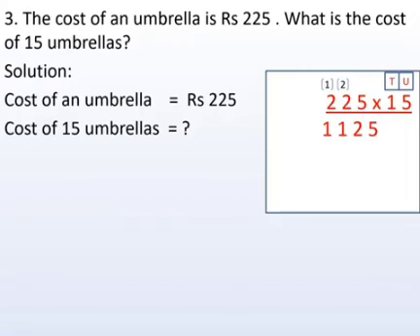In the next place, you need to leave one place there. Then multiply with the tens place. What do we have as the number? In tens place, we have 1. So 1 5s are 5. 1 2s are 2. 1 2s are 2. Let us add this. 5. 2 plus 5 is 7. 1 plus 2 is 3. 1 plus 2 is 3. So, therefore, the total cost of 15 umbrellas is rupees 3,375.